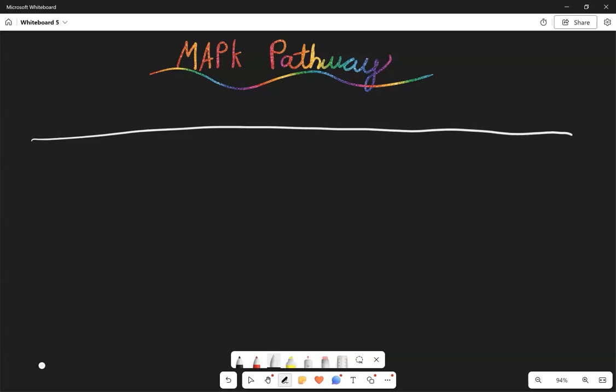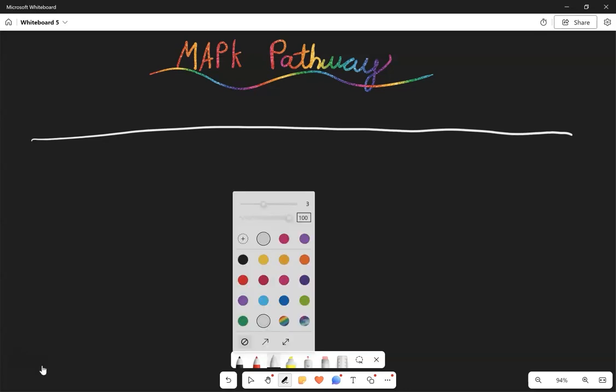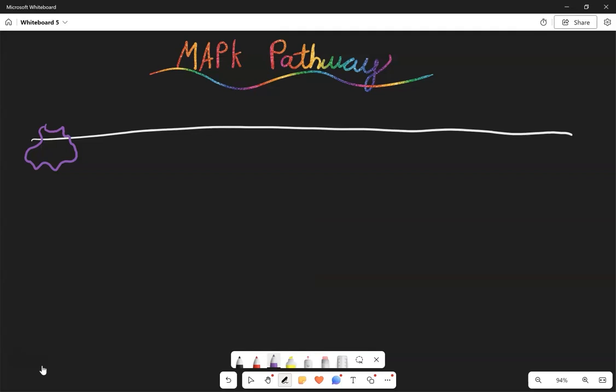right? Because errors in this pathway could lead to the upregulation of cellular proliferation or the uncontrolled cell proliferation, which we know as cancer. Okay, so the first thing that we're going to do is we're going to draw our receptor on the membrane, but we're going to draw this one different because this one is not a G protein coupled receptor. Okay, this receptor is a tyrosine kinase, so I'm going to write that down.